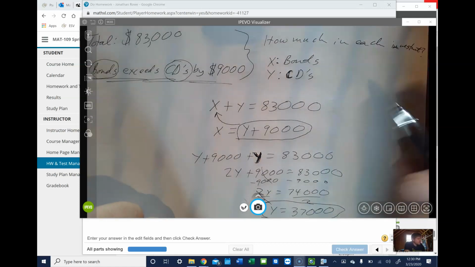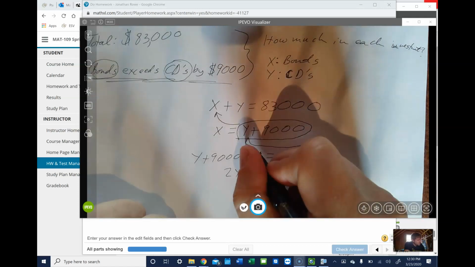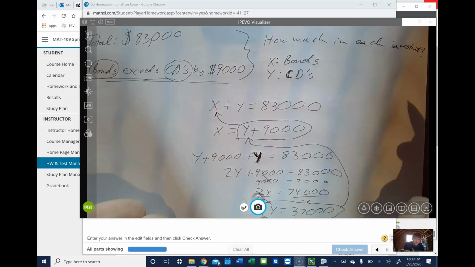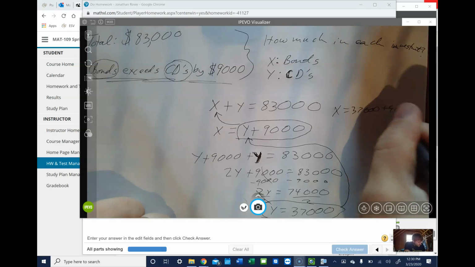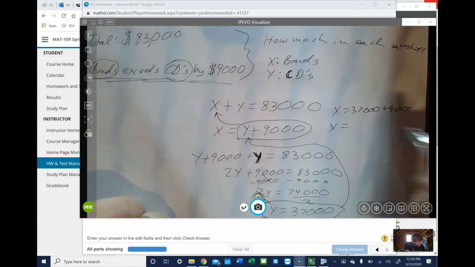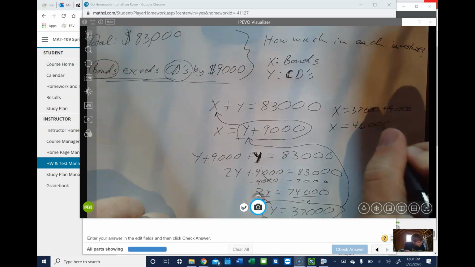How can I get my answer for X now? Just take the 37 that you found for Y and substitute it back in for the Y in either one of these equations, and you will have X. So X equals 37,000 plus 9,000. X equals, what is that? 46,000.